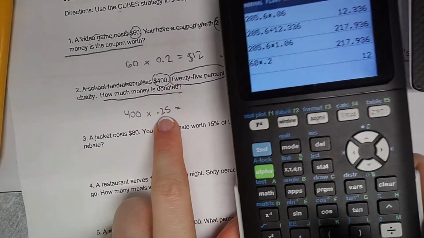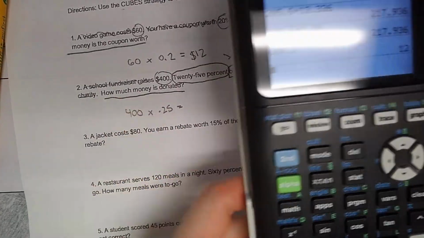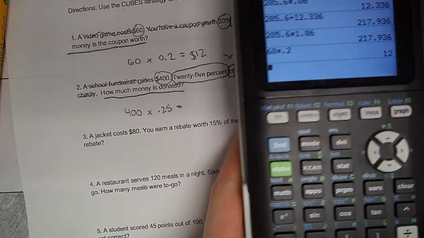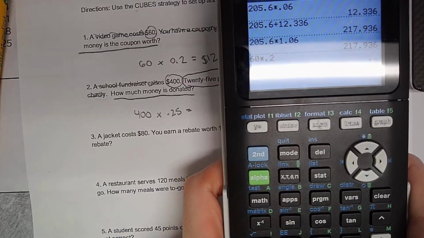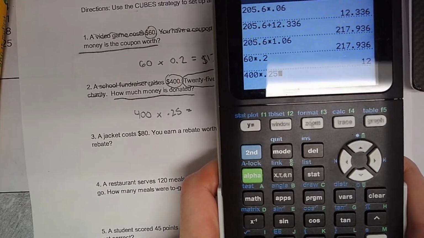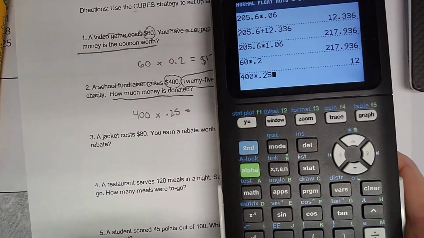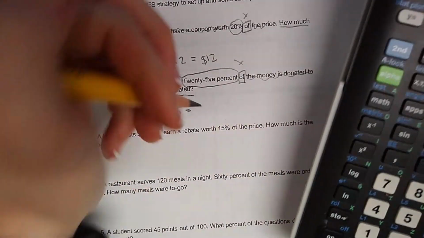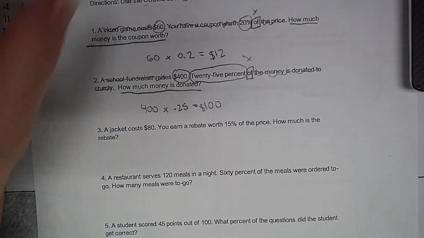Now you might know that means a quarter. So what's a quarter of 400? It means dividing 400 by 4, so that would be 100. But we're going to do it this way as well. There are multiple ways to get the same answer. That's okay. We're going to do it this way, but if you want to do it your way, that's fine as well, as long as you do the CUBES, then you're good. Okay, so we've got 100, and we knew it would be that. So $100 is donated to charity.